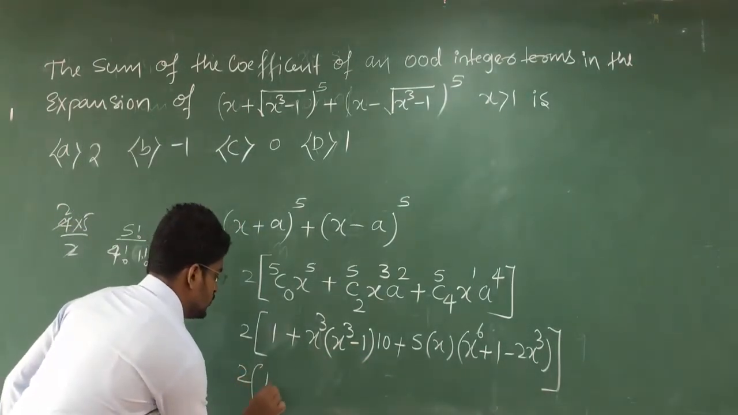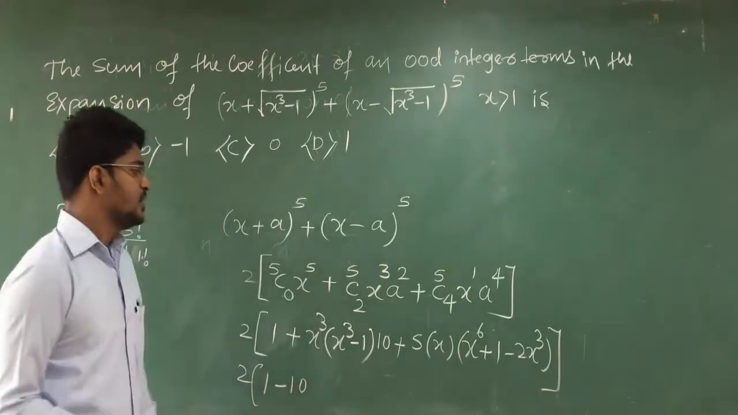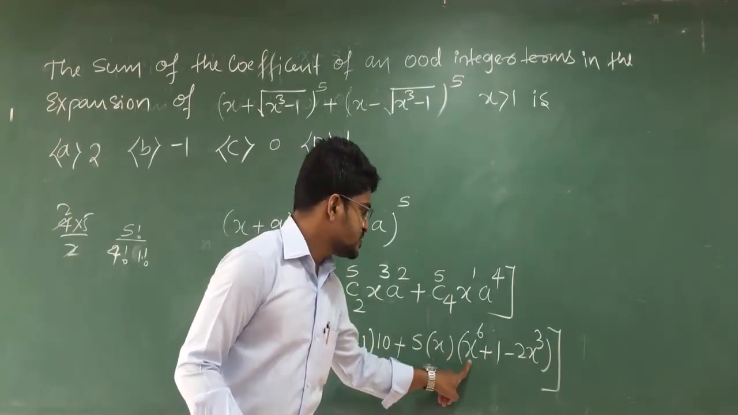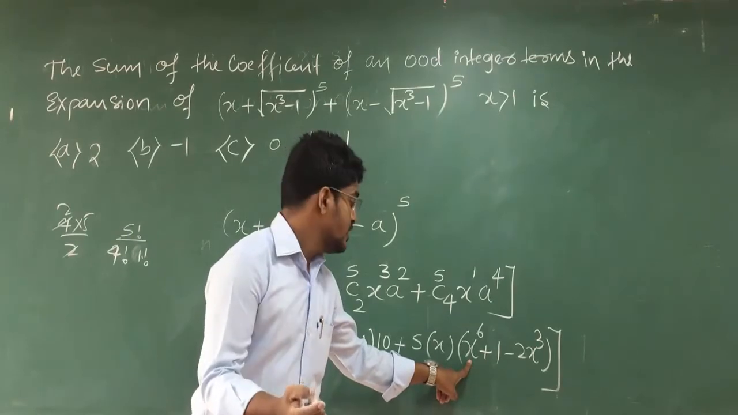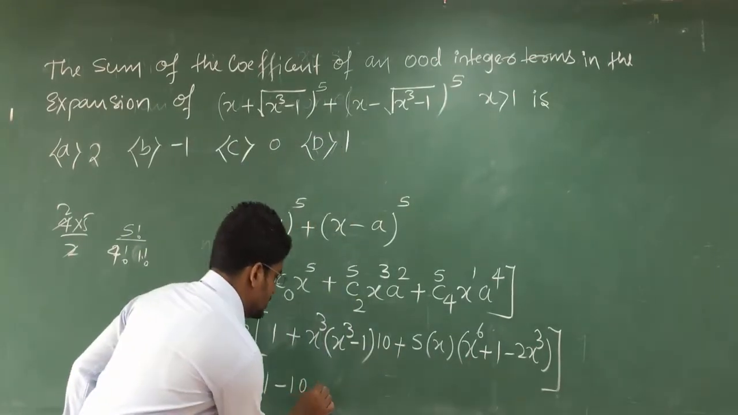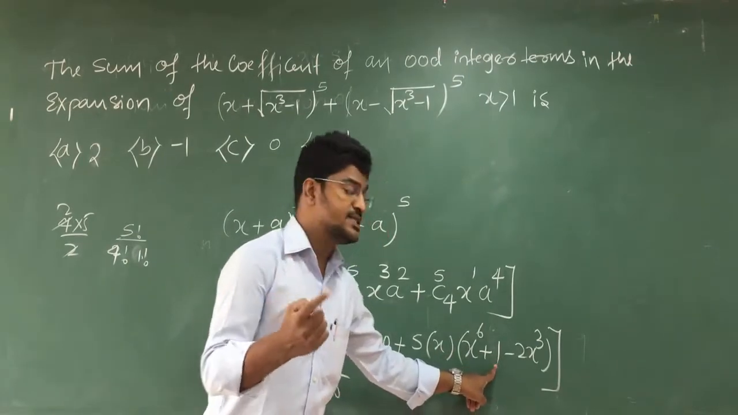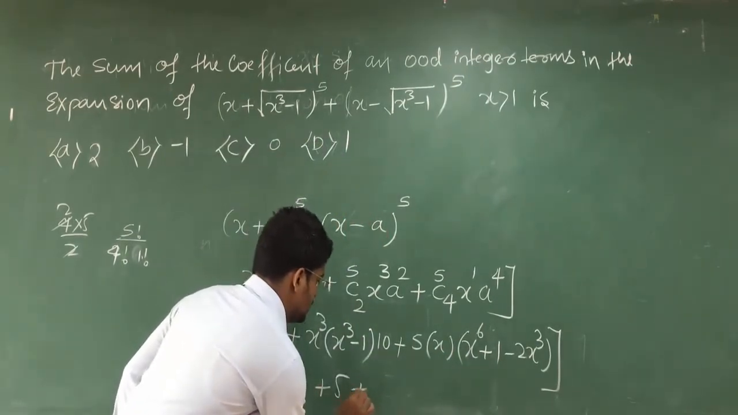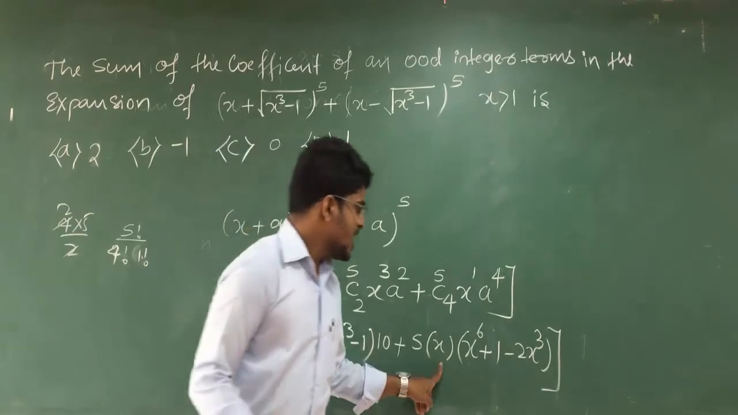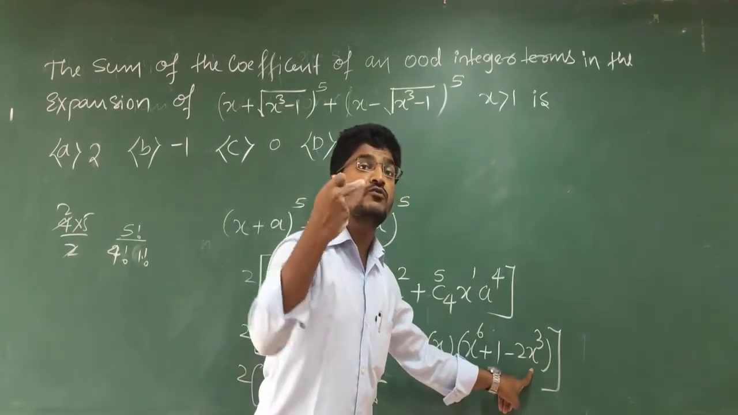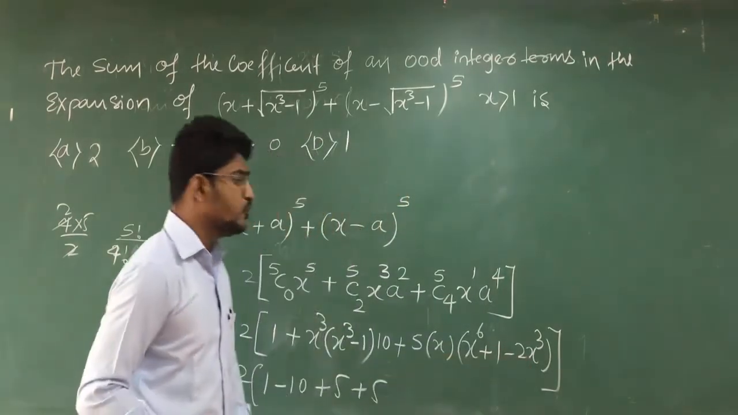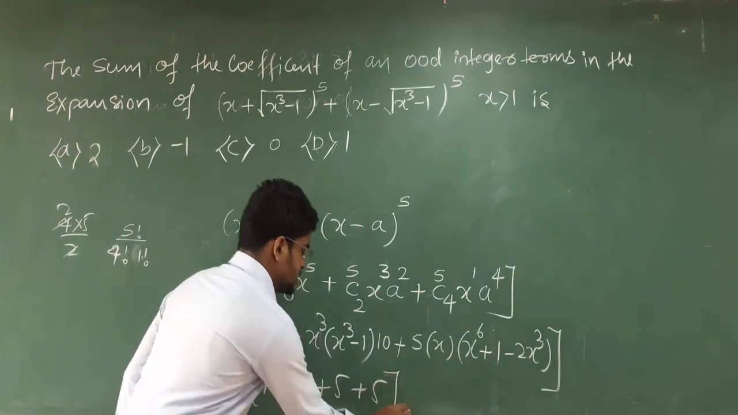So 2 into 1 minus 10. Next, see here, x into x to the power of 6 is x to the power of 7 into 5, so it will be plus 5. X into 1, x, so it will be again plus 5. X into x to the power of 3, x to the power of 4 you are going to get. So x to the power of 4 we don't need. So you close this. Clear?